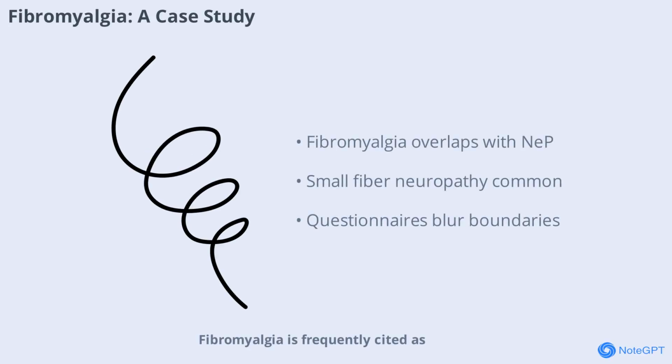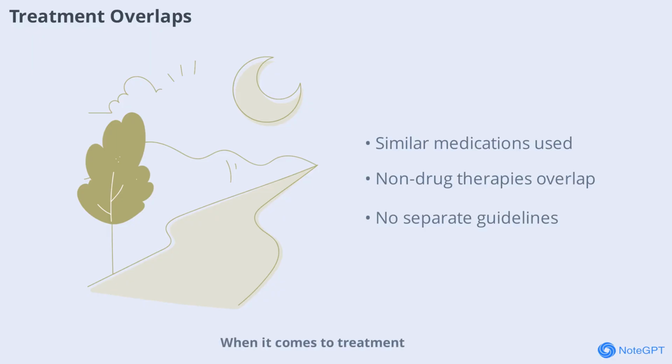Fibromyalgia is frequently cited as the prototypical example of nociplastic pain. However, research shows that many patients with fibromyalgia also meet criteria for neuropathic pain, especially when using standard questionnaires. Studies have found that small fiber neuropathy, a hallmark of neuropathic pain, is common in fibromyalgia. This suggests that the distinction between nociplastic and neuropathic pain may be more theoretical than practical, at least for some conditions. When it comes to treatment, the lines between nociplastic and neuropathic pain blur even further.